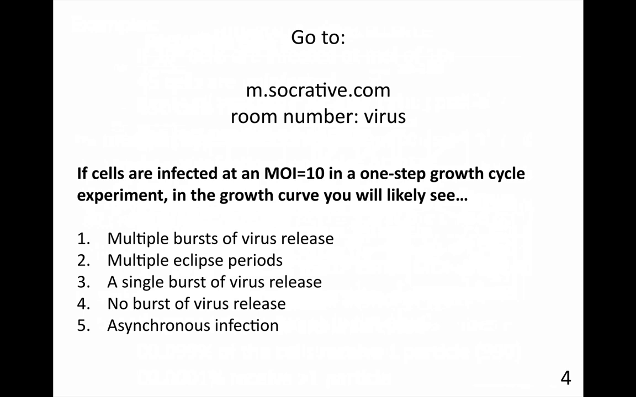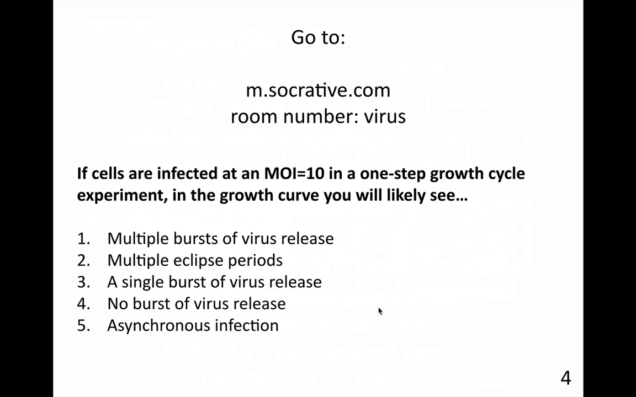1, multiple bursts of virus release. 2, multiple eclipse periods. 3, a single burst of virus release. 4, no burst of virus release. And 5, asynchronous infection. So you might want to pause here before I give you the answer. You can even go back to the previous slide and remind yourself what happens at an MOI of 10.